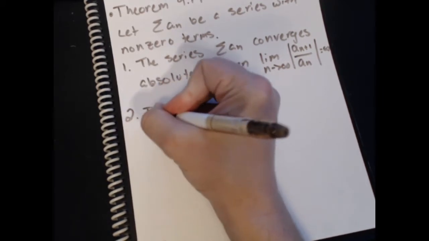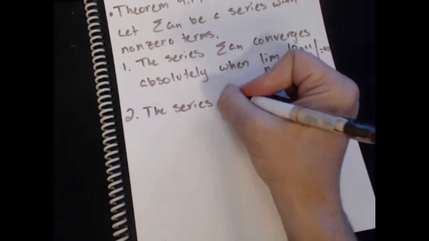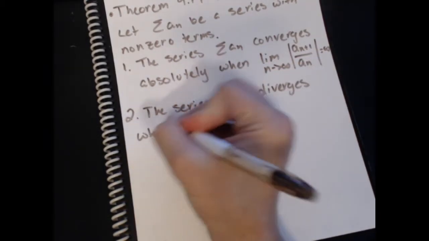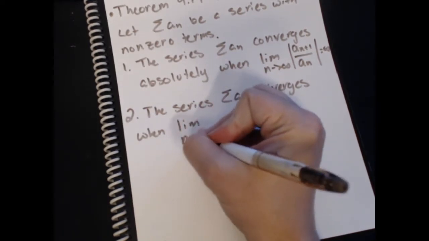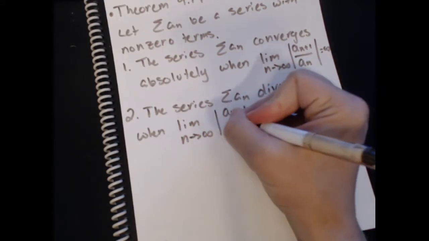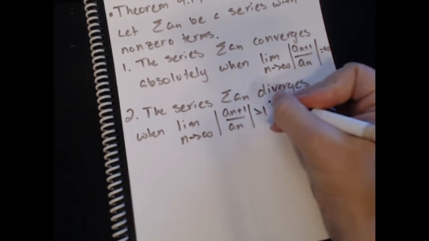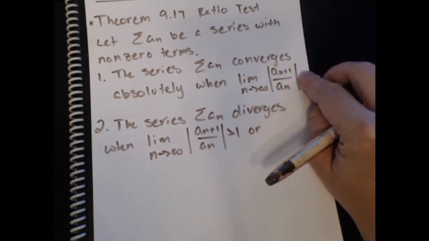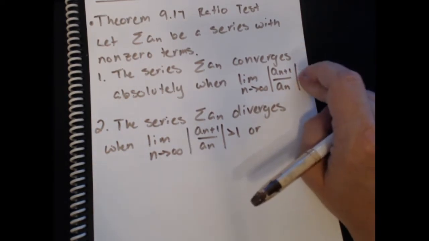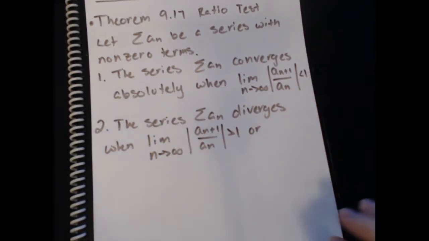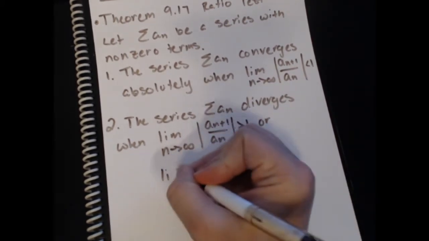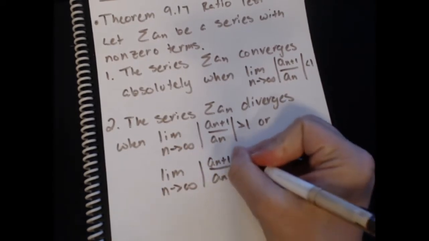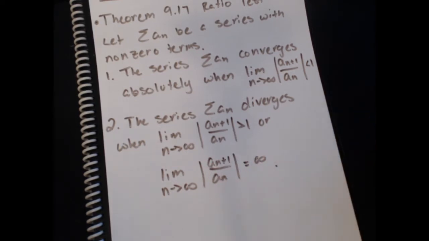And then the second one, the series summation a sub n diverges when the limit as n approaches infinity of the absolute value of a sub n plus 1 over a sub n is greater than 1, or, wait, I wrote this wrong. Sorry. This is supposed to be less than 1. Sorry about that. I thought it looked weird. Or the limit as n approaches infinity of the absolute value of a sub n plus 1 over a sub n equals infinity. So whether it's either greater than 1 or equal to infinity, then it diverges.